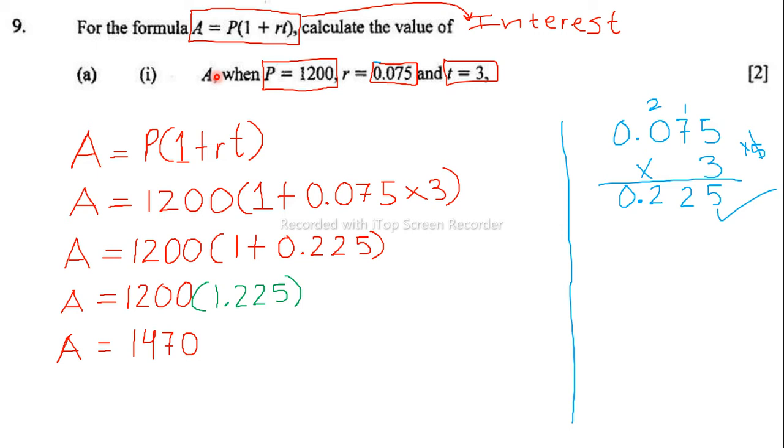1,470. Yeah, so it's telling you that if you invest 1,200 in the bank, and if the interest rate is, let's multiply 0.075 by 100 and see what we get, 7.5%. In 3 years, your total amount will be 1,470.